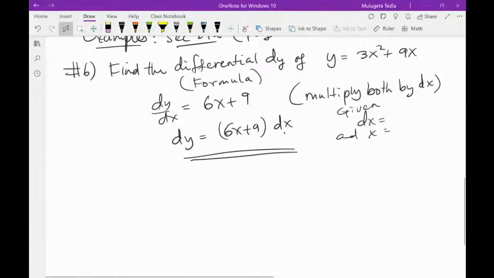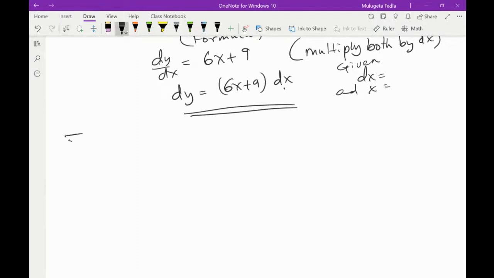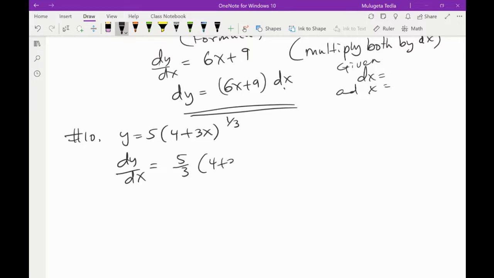Very good. That's just another way of differentiation, except that we have to rearrange the dy and dx at the end. Number 10: we have y equal to 5 into (4 plus 3x) to the negative 1/3. What's dy by dx? Just find the derivative and multiply by dx. I think it is 5 over 3, (4 plus 3x), subtract 1 from the exponent, times the derivative of the inside. This is what I got.